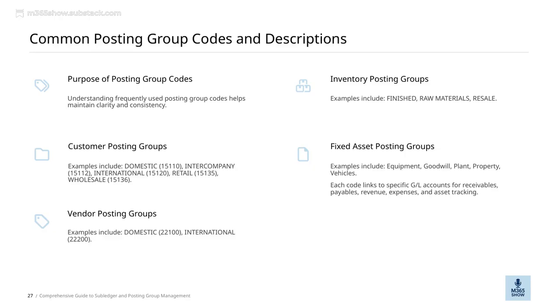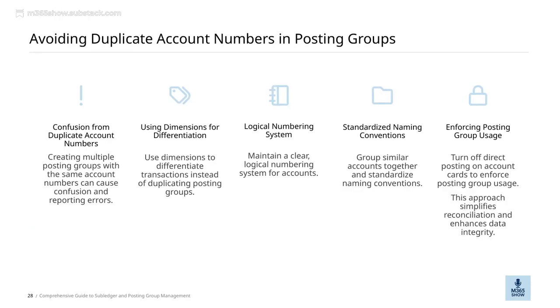So, what's the main purpose of these posting group codes? Essentially, they serve to organize and simplify our accounting processes. By linking transactions to specific groups, we can automate and standardize our reporting, ensuring accuracy and efficiency throughout our financial management system. Let's talk about avoiding duplicate account numbers in posting groups.